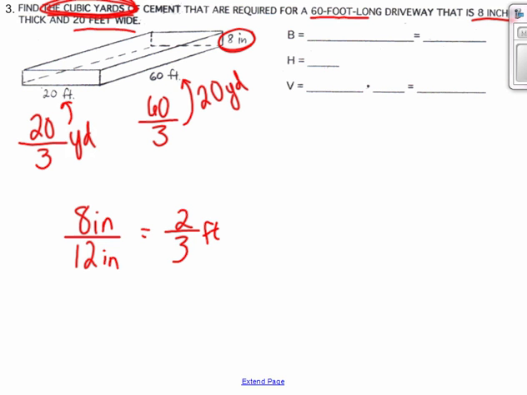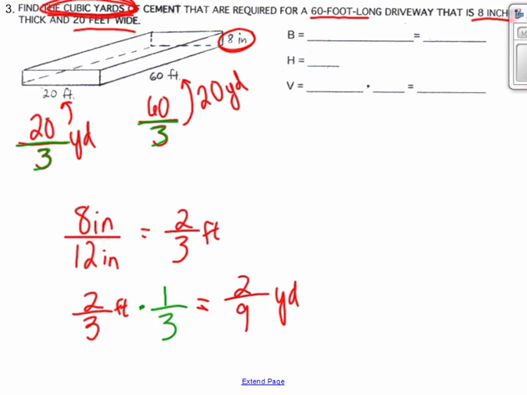And then I need to change that into yards. So 2/3 feet into yards, there are 3 feet in a yard. So I could divide this by 3, but dividing by 3 is the exact same thing as multiplying by 1/3. So what I'm left with for my units would be 2/9. 2 times 1, 3 times 3, 2/9 of a yard is the thickness of the cement driveway.